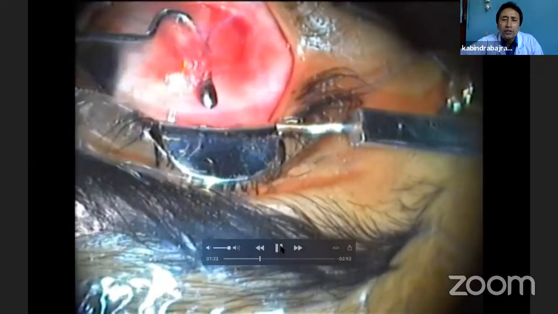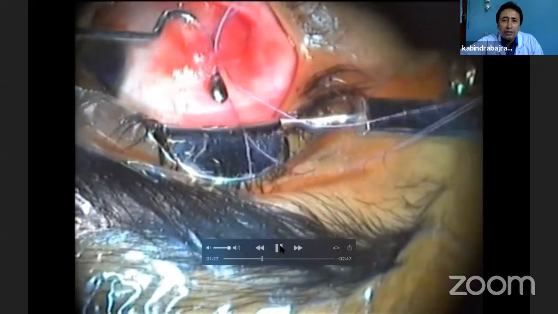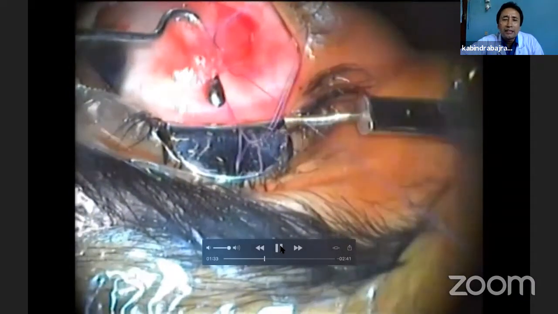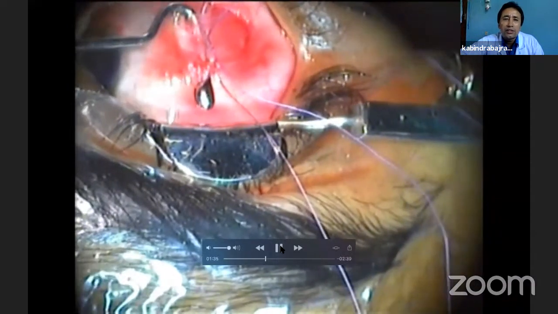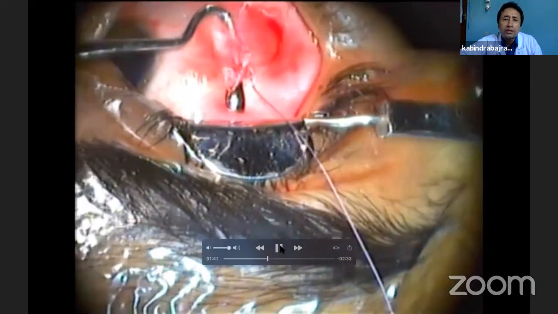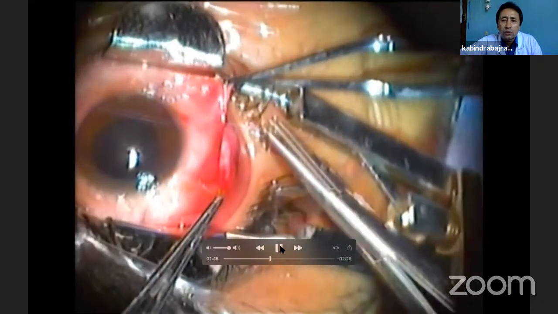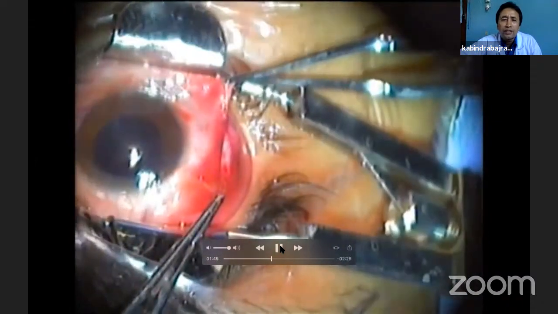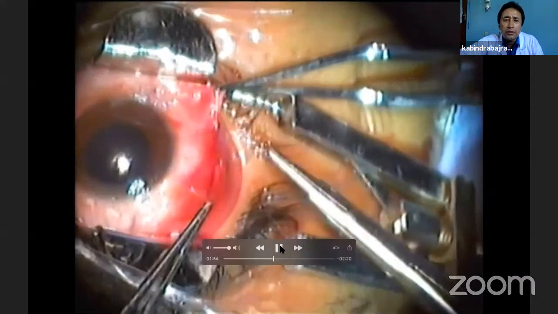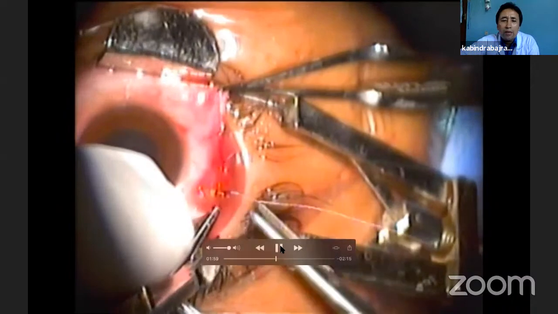After securing this muscle, we detach it from the muscle insertion site, and that muscle is reinserted posteriorly. How far we go posterior depends on the deviation. It is sutured behind the insertion, and the conjunctiva is again sutured. We have to cover with conjunctiva again. So this is recession.